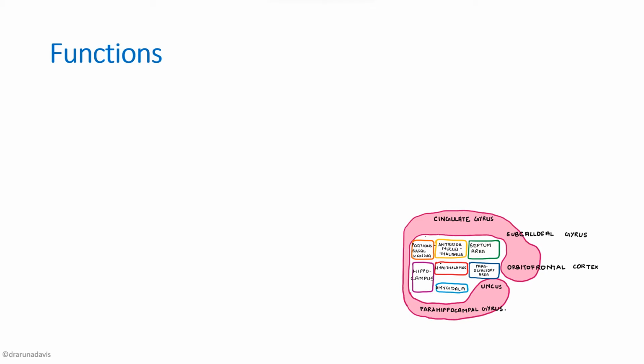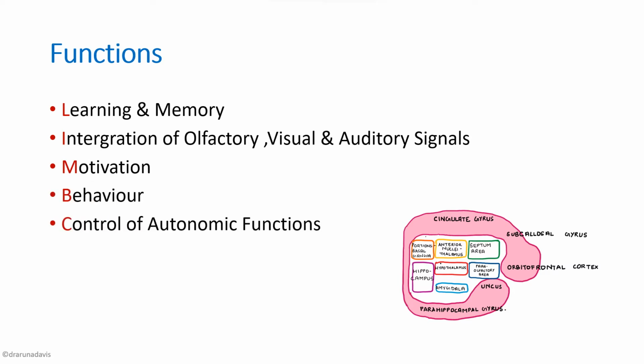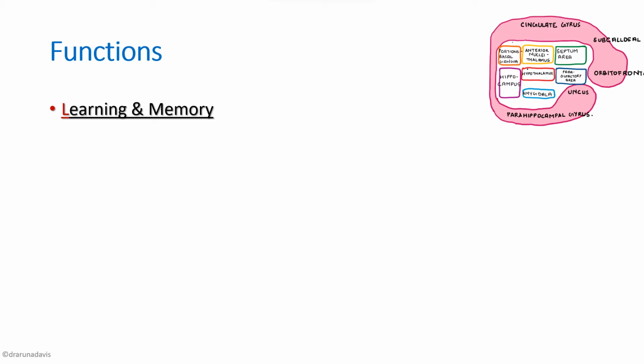The major functions are: it's involved in learning and memory, in integration of olfactory, visual and auditory signals, in motivation, in behavior, as well as control of autonomic functions. So you can remember these functions by the mnemonic LIMBC. Okay. So we'll see each one by one. The first one is learning and memory.